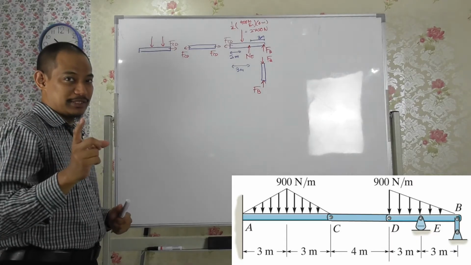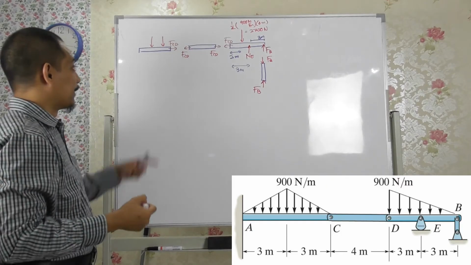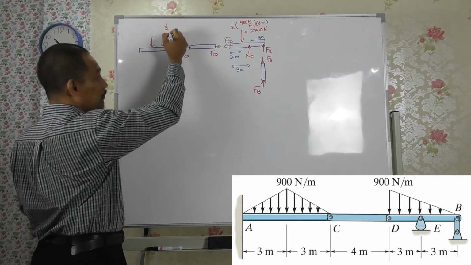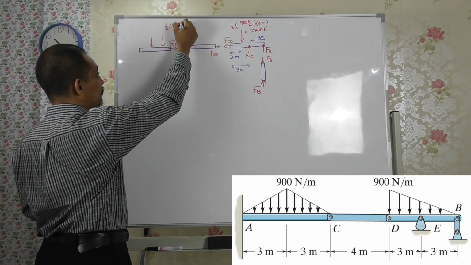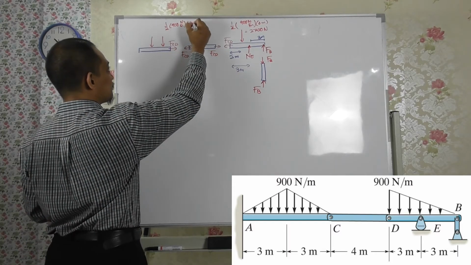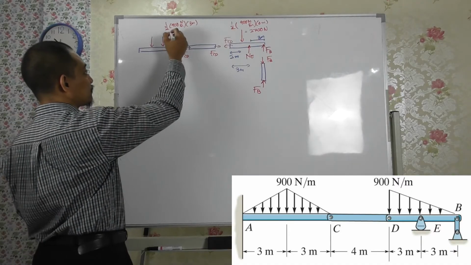Okay, hopefully you noticed that one. When I made that mistake, you said, what? That's a mistake. Alright, so here it should be half, then 900 Newton per meter, and then the distance is 3 meter.